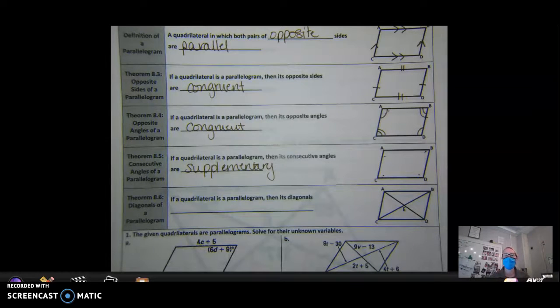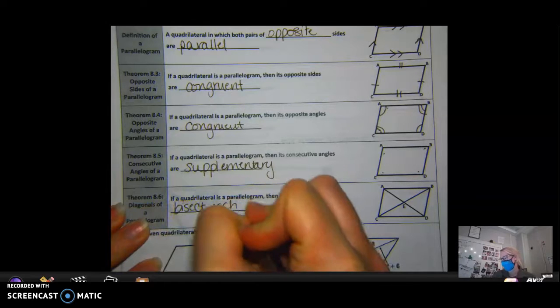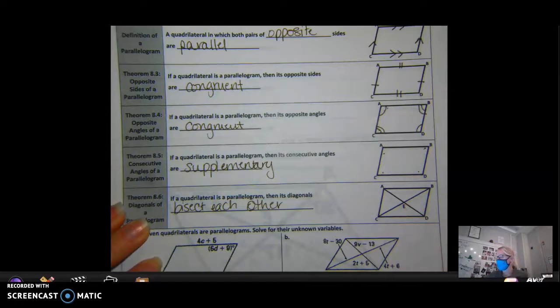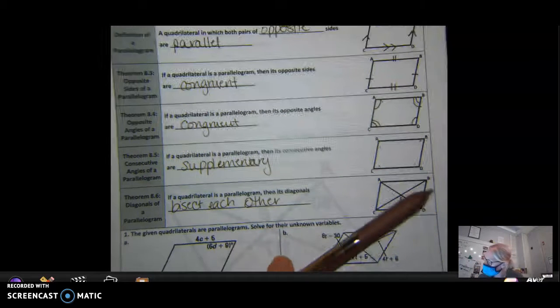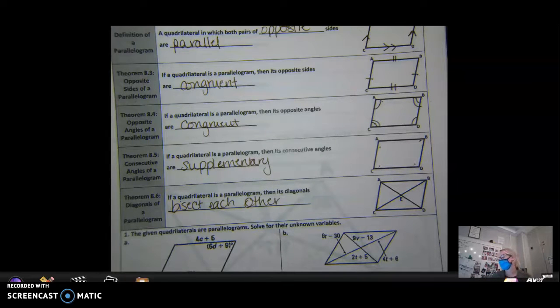And then last one, if a quadrilateral is a parallelogram, then its diagonals bisect each other. What does it mean to bisect? Yep. Look at the length. Look at CB, that's a diagonal, and look at AD, that's a diagonal. Are they the same length? Look at them. Do they look like they're the same length, A to D and C to B? Measure it with your pencil real quick. See if it ends at the same spot. C to B will be longer.